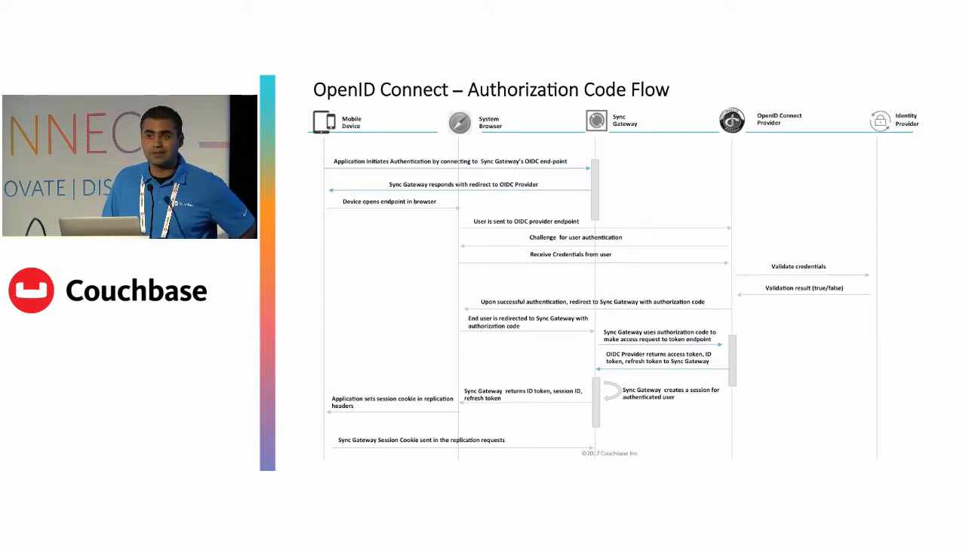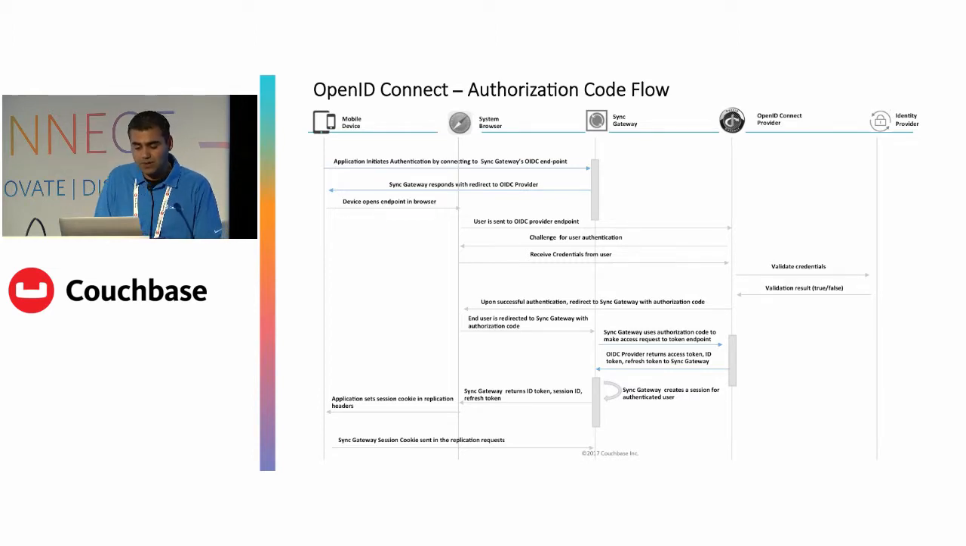And then there's a challenge for user authentication, which is completely opaque to the application, and it receives the credentials, which go back to the identity provider, which validates the credentials, and then upon successful authentication, it redirects to the sync gateway with an authorization code. This is all happening in the browser, in the mobile browser at this point. And then from there, the end user is redirected to the sync gateway with the authorization code.